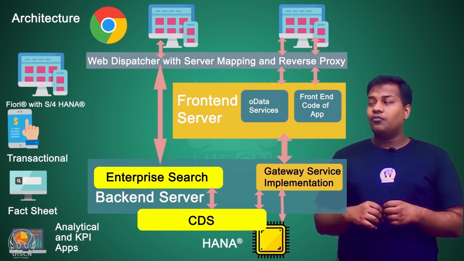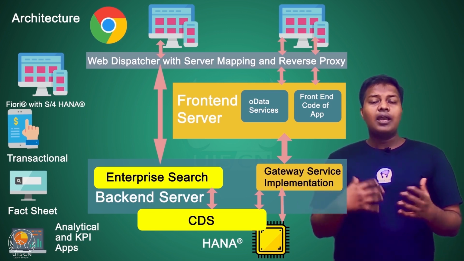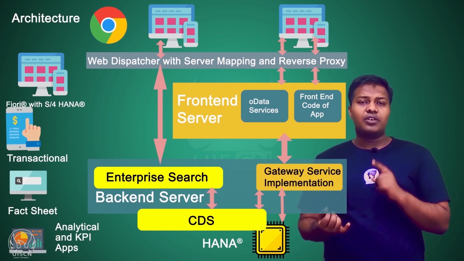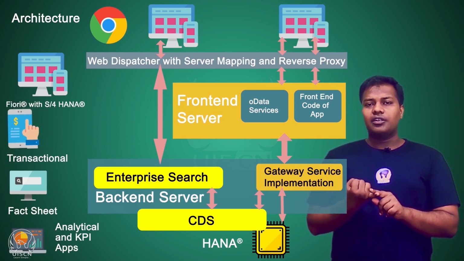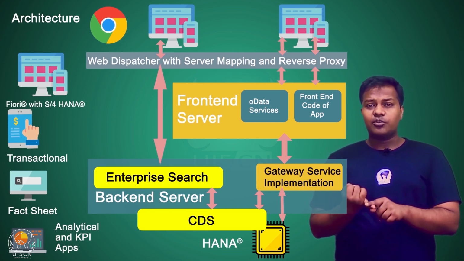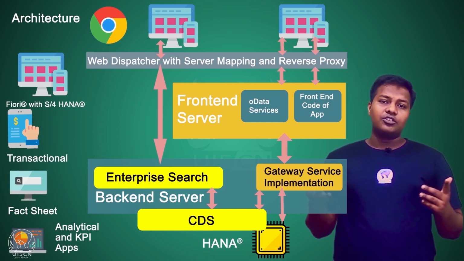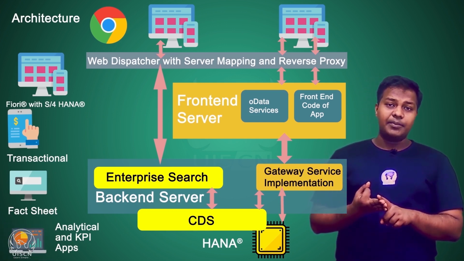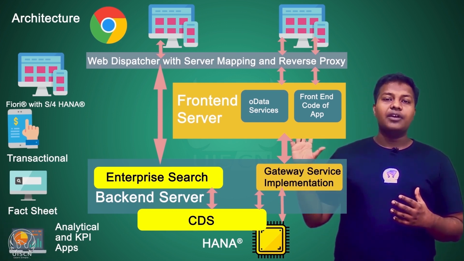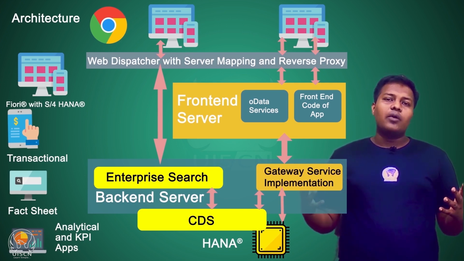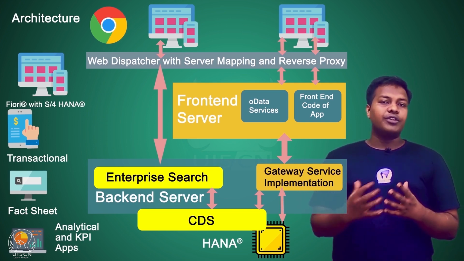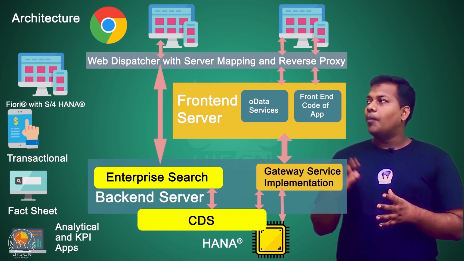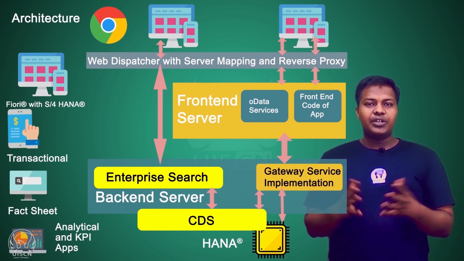It can handle all three types of applications we have seen in the past: transactional applications, which are for business processes; fact sheets for search and contextual search; and third, analytical and KPI based applications. All of this can be done here. So this was our architecture overview for different types of Fiori applications. I hope you are pretty clear now about how these are presented.